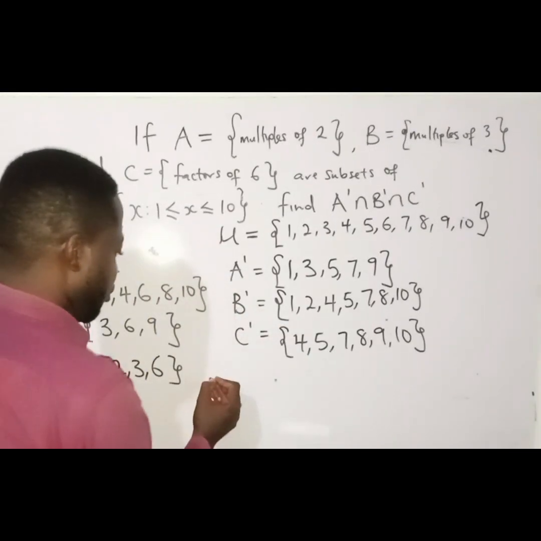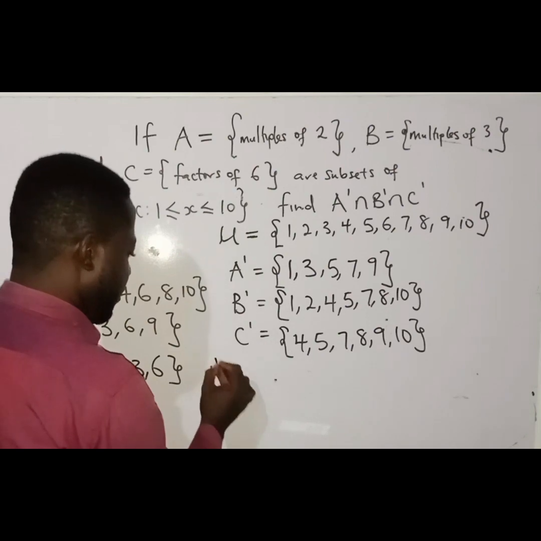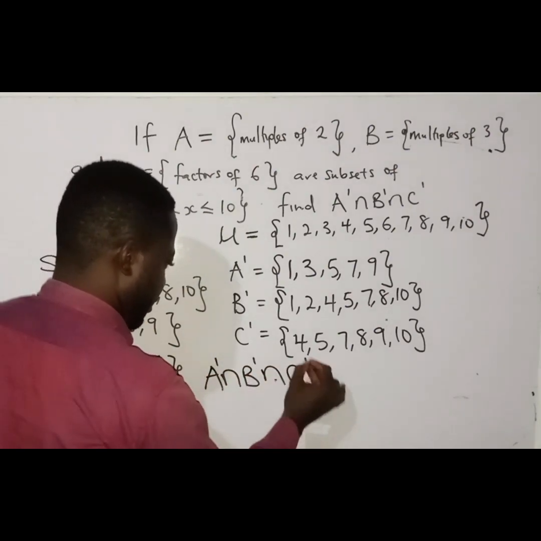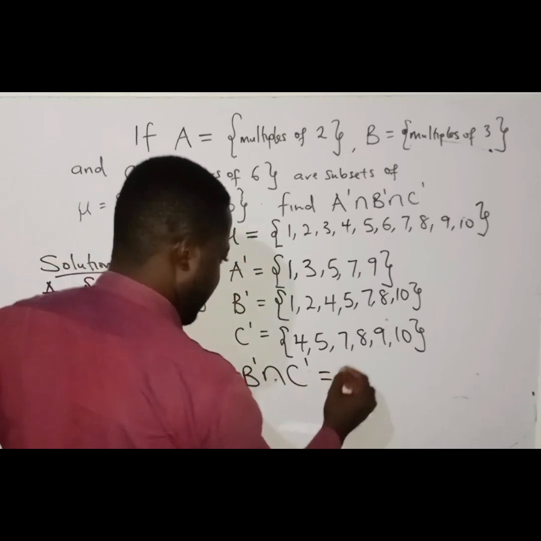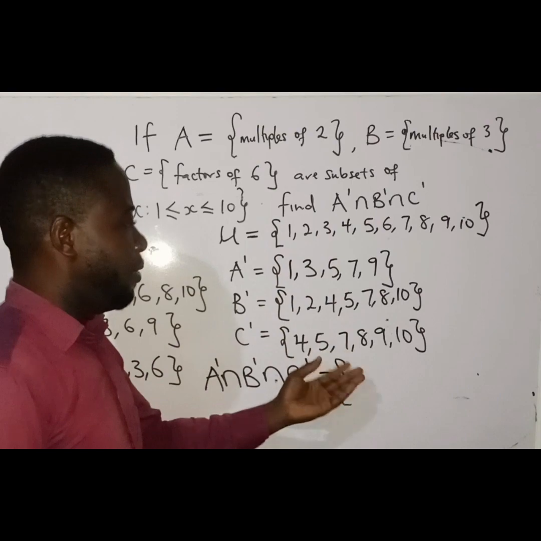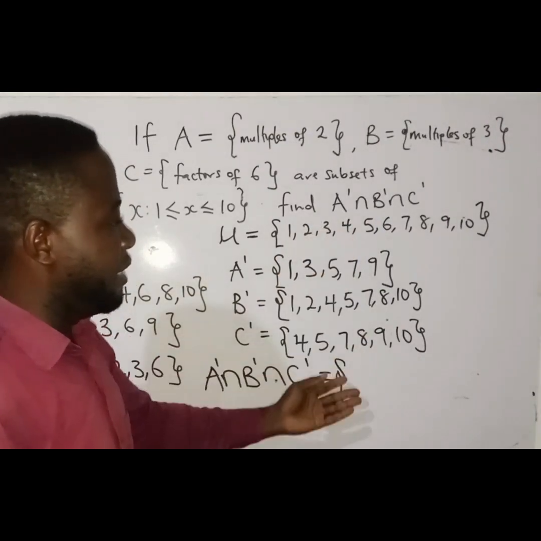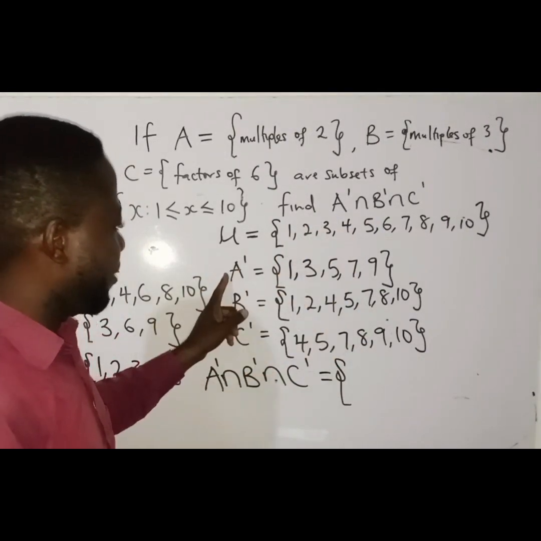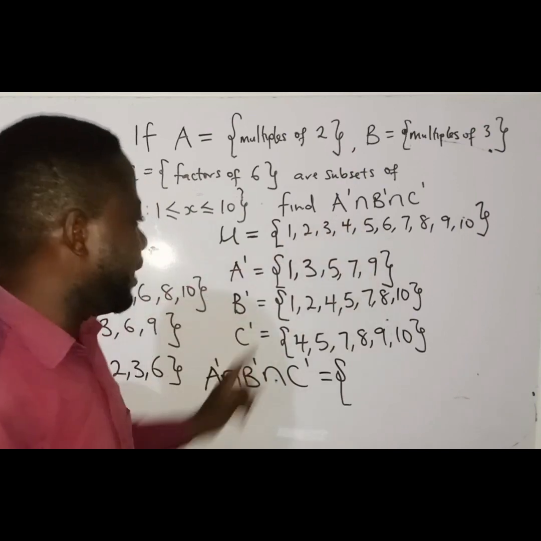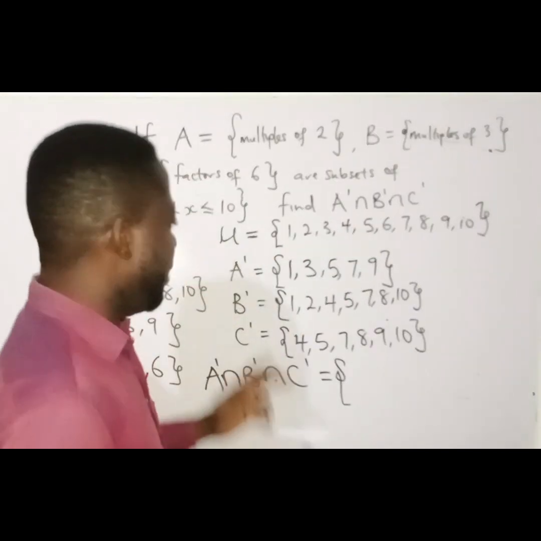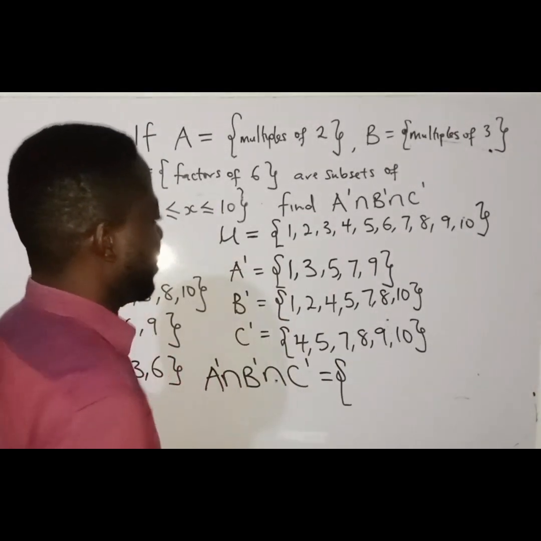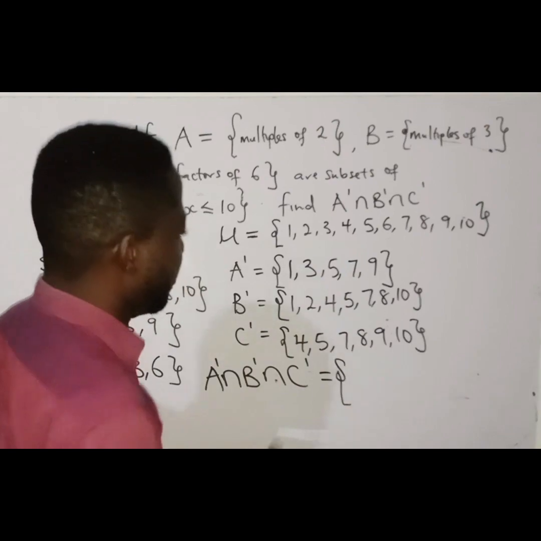Now the question says we should find A complement intersection B complement intersection C complement. What this simply means is that we should find the elements that are common to A complement, B complement, and C complement. So let's look at the elements that are common to all of them.